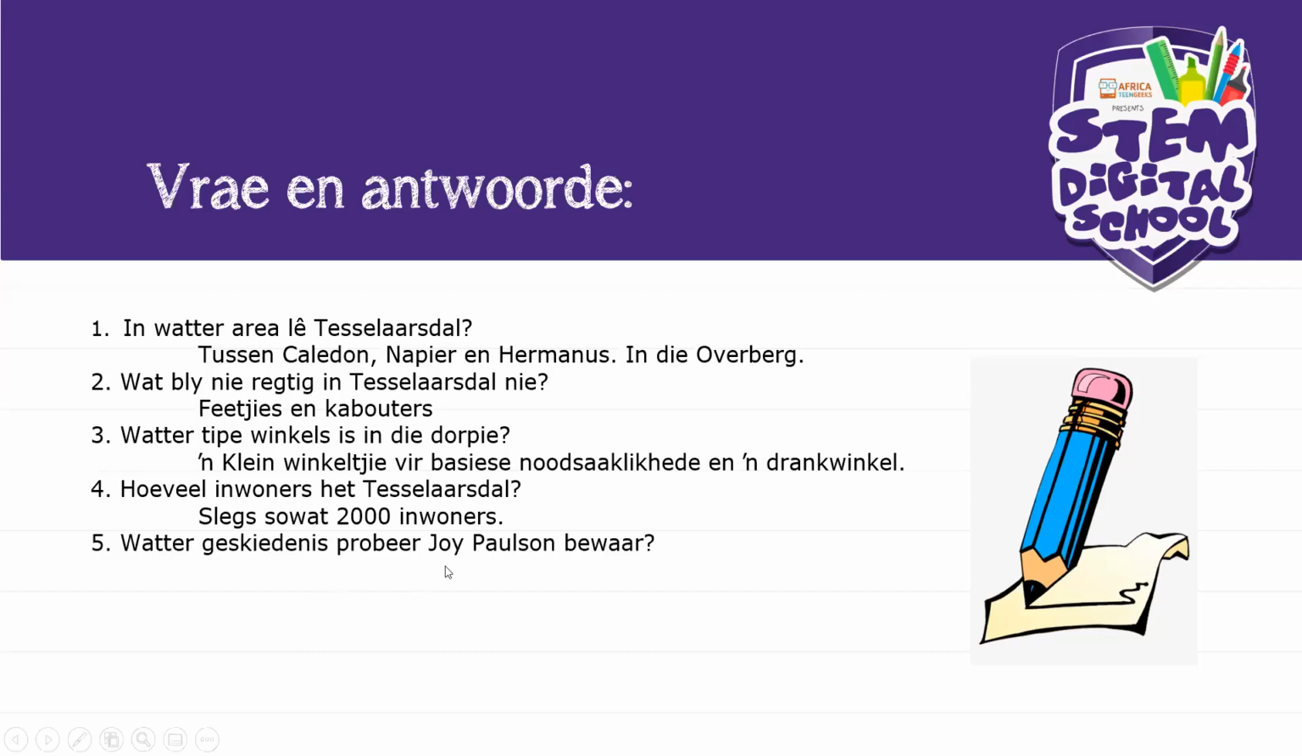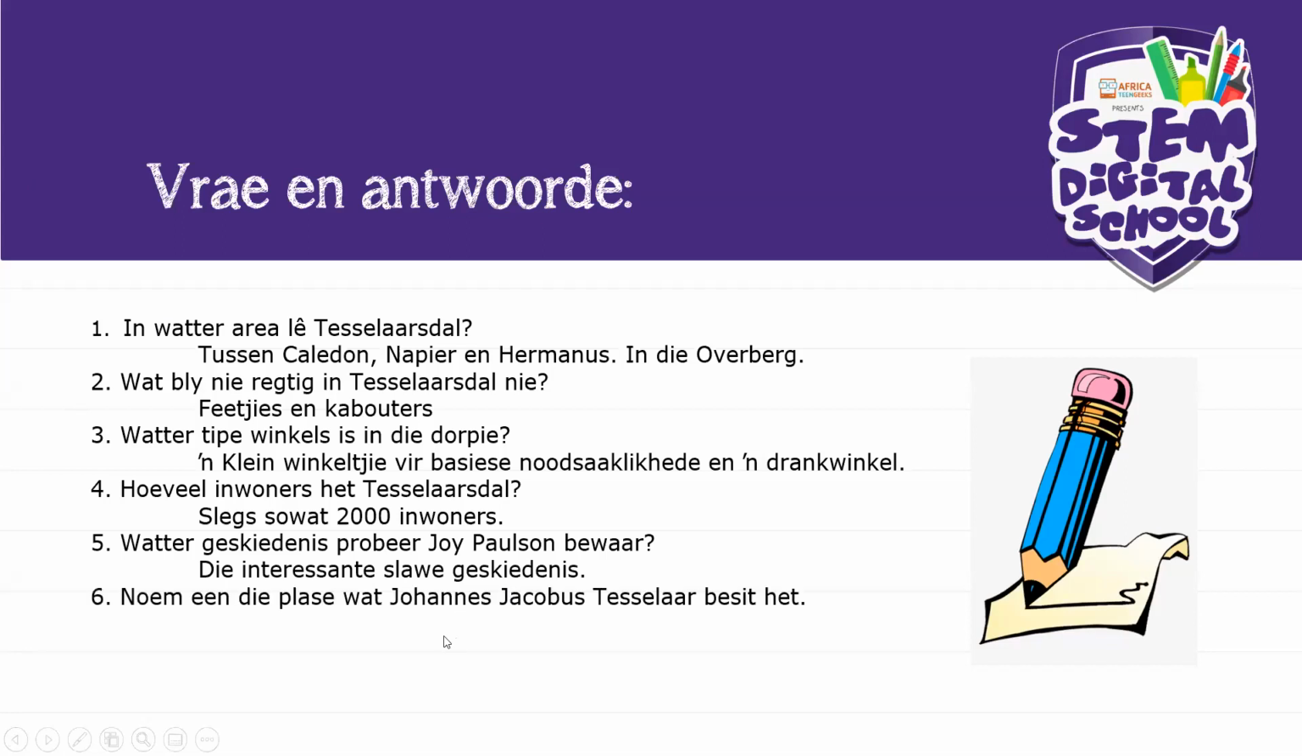Okay, this one is quite an easy one. Joy Paulson, the lady that spoke to the presenter, is trying to bewaar geskiedenis daar. What history is she trying to keep safe there and encourage people to listen to? Okay, Onka, yes, the history of slawe. So then the next one, noem een van die plase wat Johannes Tesselaar besit het. Okay, so they named 2 farms, of which you can name only one, it's fine.